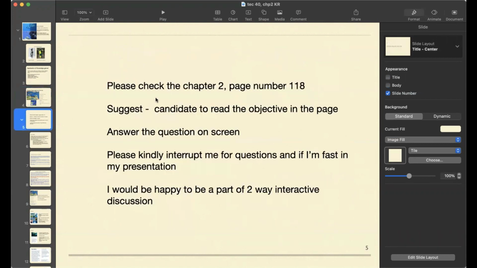And then I would like to ask the students to go to chapter number 2, page number 118, and they can read the objective of the page. Okay. And then please kindly interrupt me if there are questions. If I'm fast in my presentation, I'd be happy to make it a two-way interactive session.